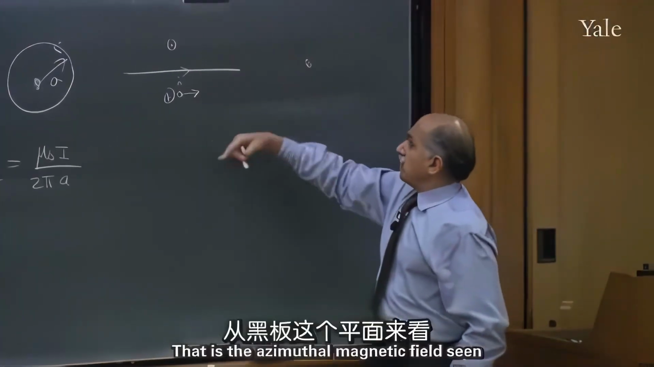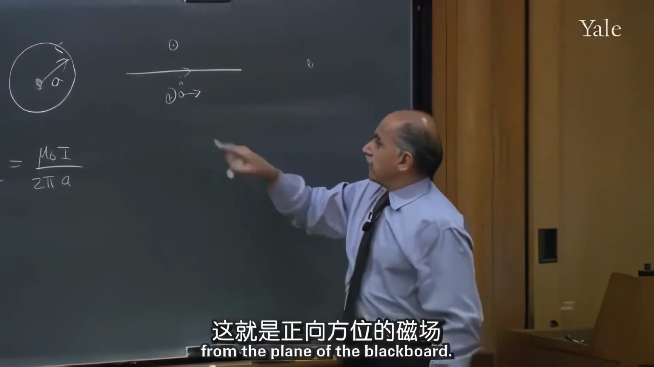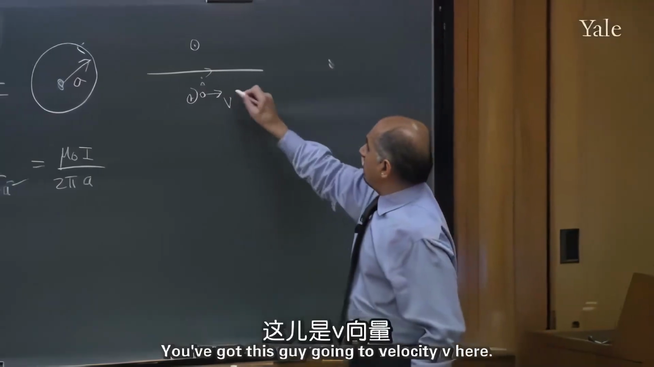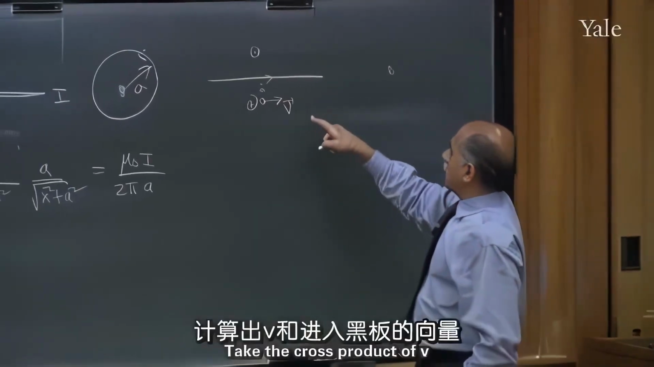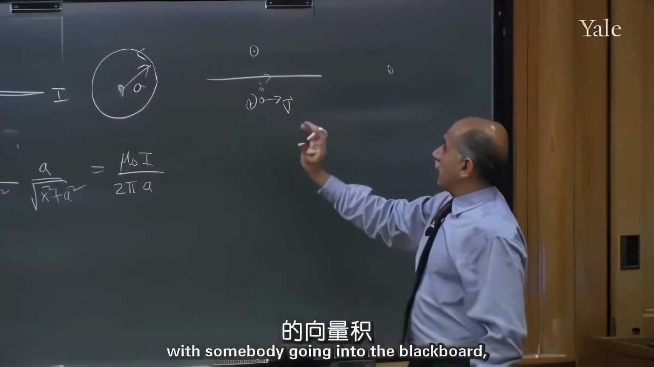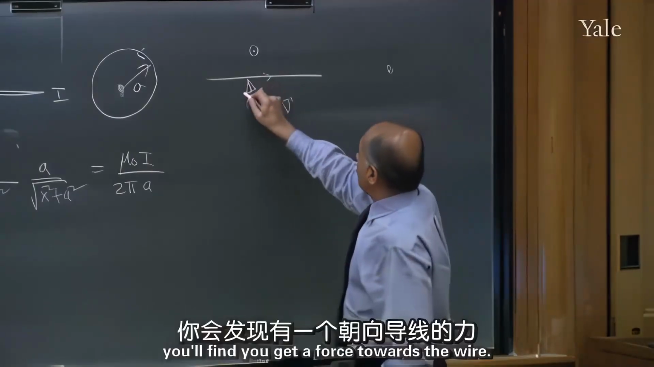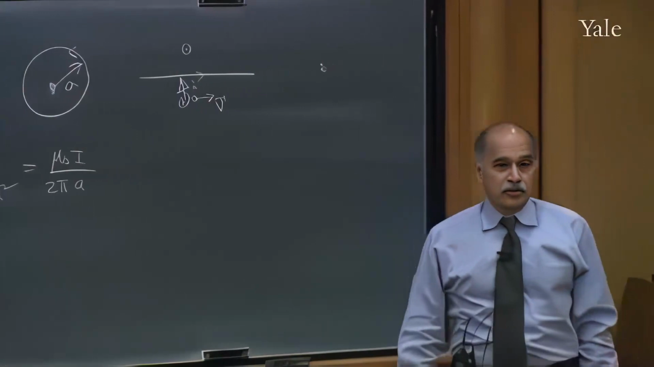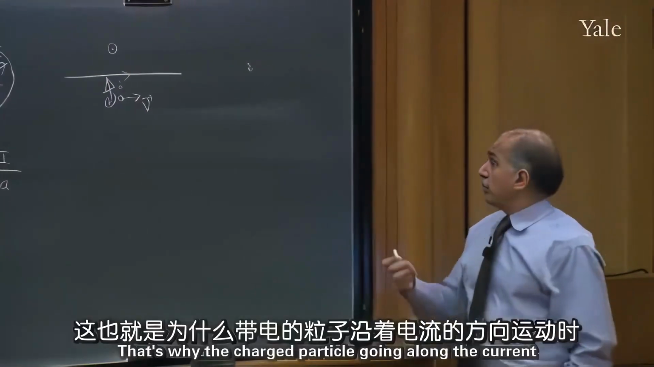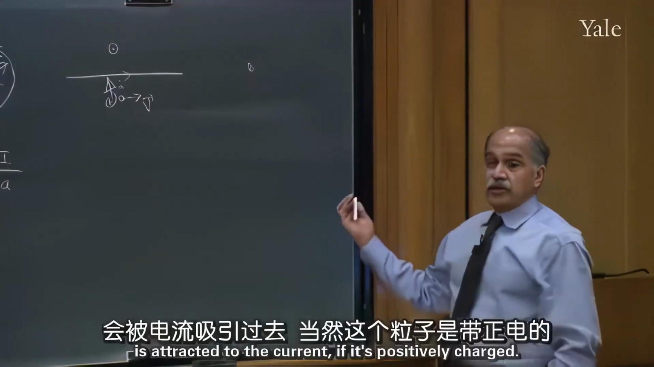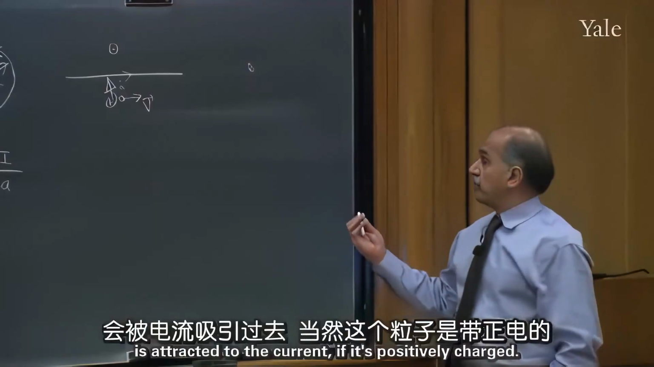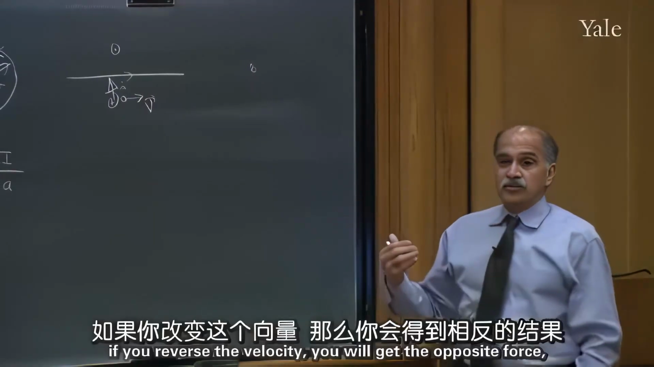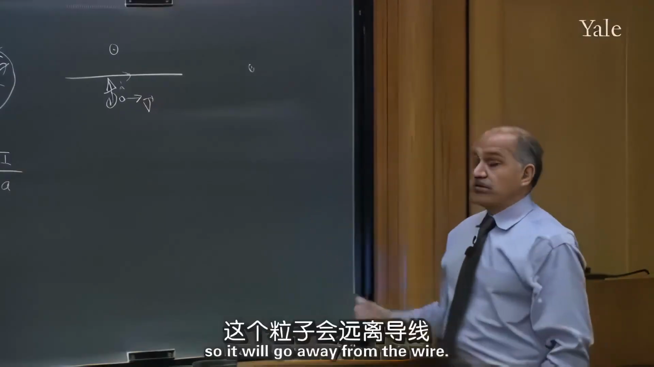That is the azimuthal magnetic field seen from the plane of the blackboard. You got this guy going with the velocity v here. Take the cross product of v with a field going into the blackboard, you'll find you get a force towards the wire. That's why the charged particle going along the current is attracted to the current, if it's positively charged. If it's going in the opposite direction, if you reverse the velocity, you will get the opposite force, so it will go away from the wire.